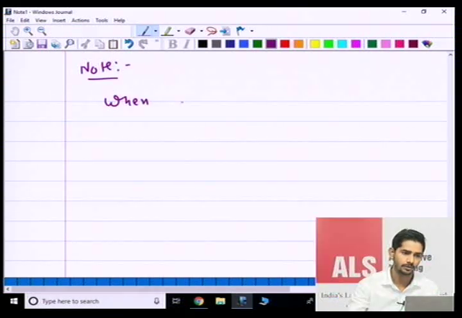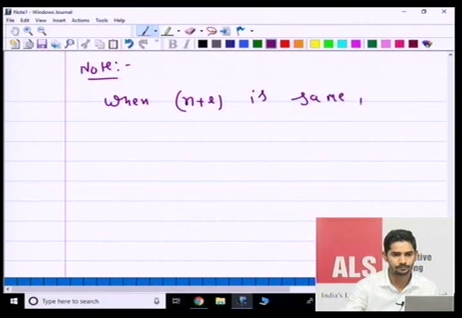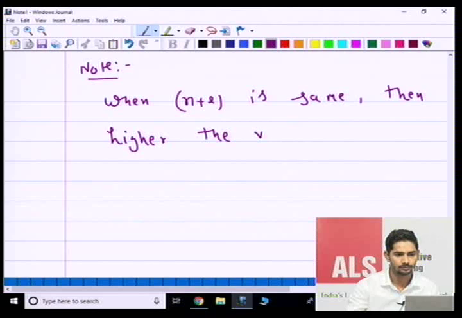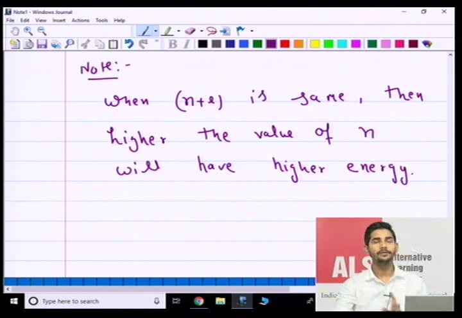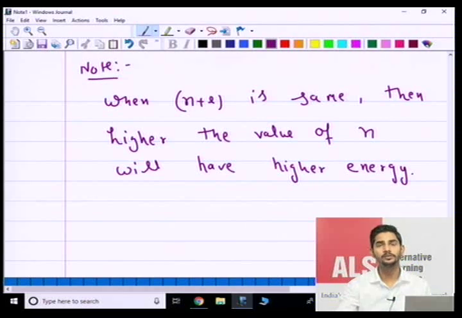When n plus L is same, then the atomic orbital with the higher value of n will have higher energy. Whenever you get the same n plus L value, you will check the n.